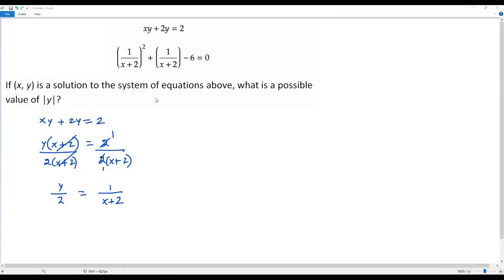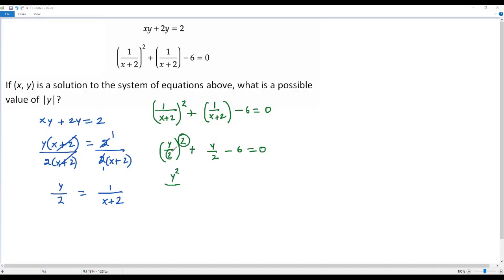Now let me take the second equation, that is (1/(x+2))² + 1/(x+2) − 6 = 0. Here we can plug in y/2 for 1/(x+2). Then we get (y/2)² + y/2 − 6 = 0. Whenever we have an exponent on a fraction, the exponent can be taken separately for numerator and denominator. The numerator y squared gives y², and the denominator 2 squared is 4, so we get y²/4 + y/2 − 6 = 0.